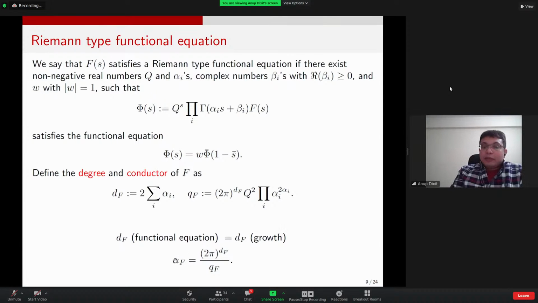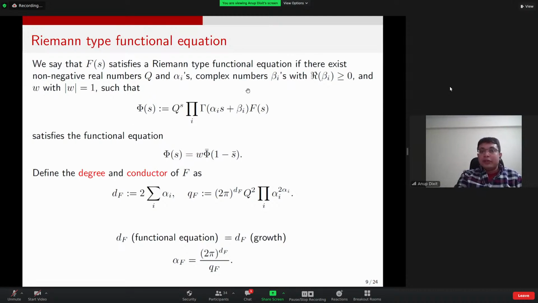And the conductor, remember I defined alpha inverse as the conductor, and that is very similar to the conductor defined as Q_f, which just differs by 2 pi to the d_f. Okay. So now we have a notion of degree and conductor just coming from the growth.